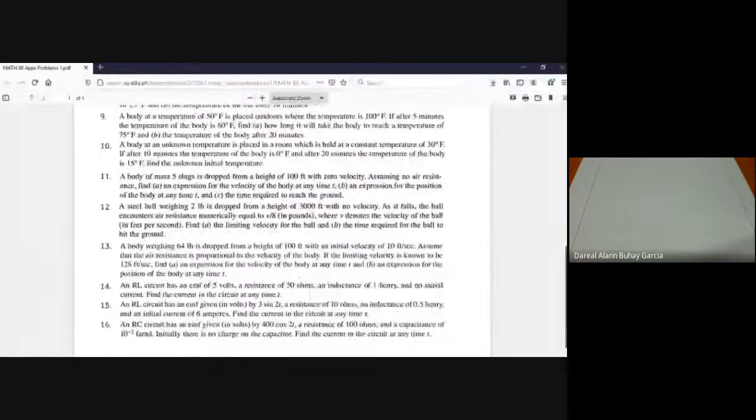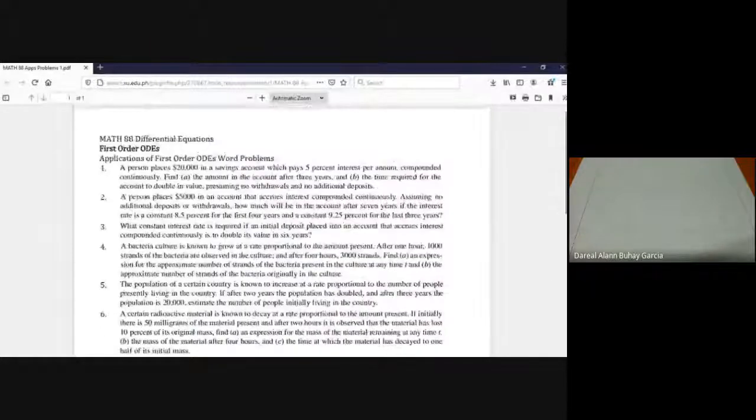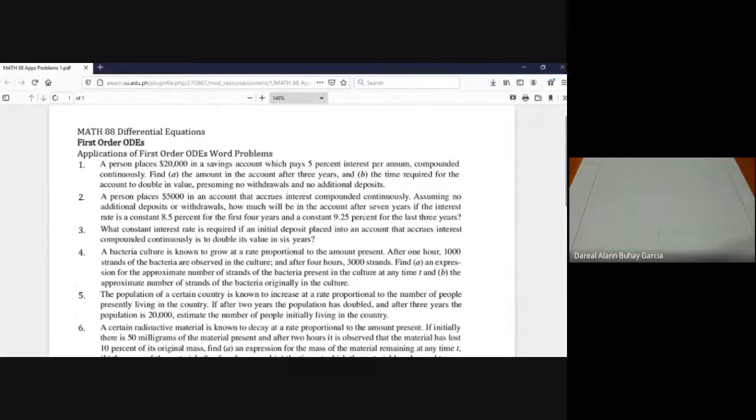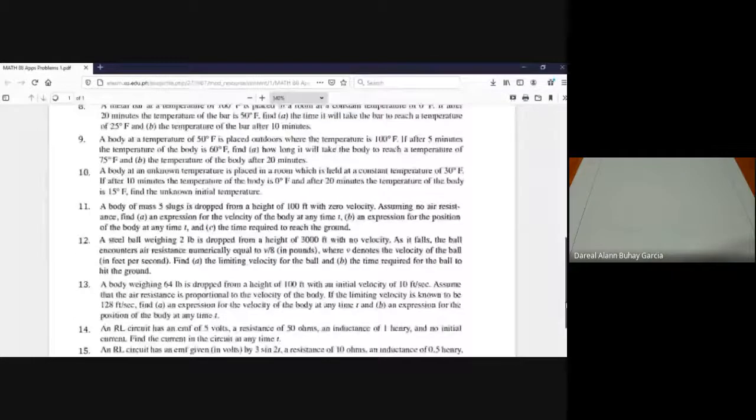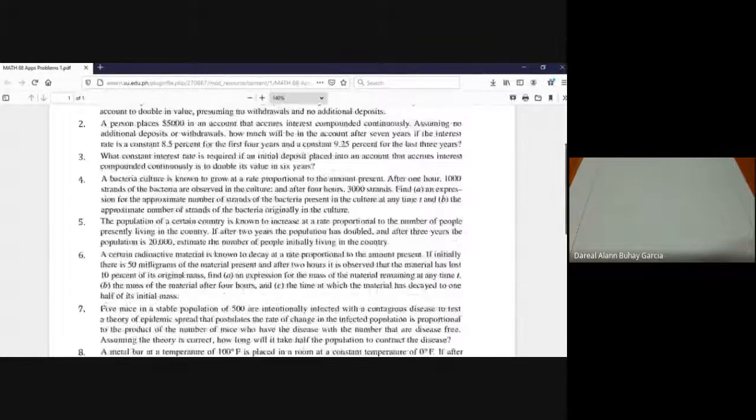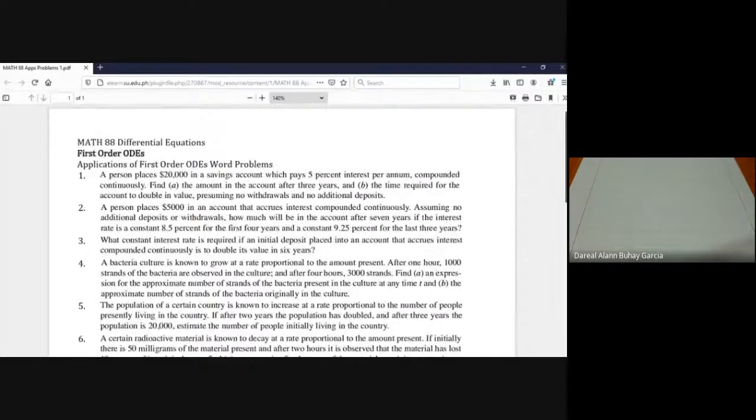Ilan na kabuok? Problem 16. So we'll solve some of these problems. Not all. I don't think enough ang time tonight, this afternoon, to solve all of this. So you could solve just a few. Kaning number 1. Let's solve this first problem, number 1.